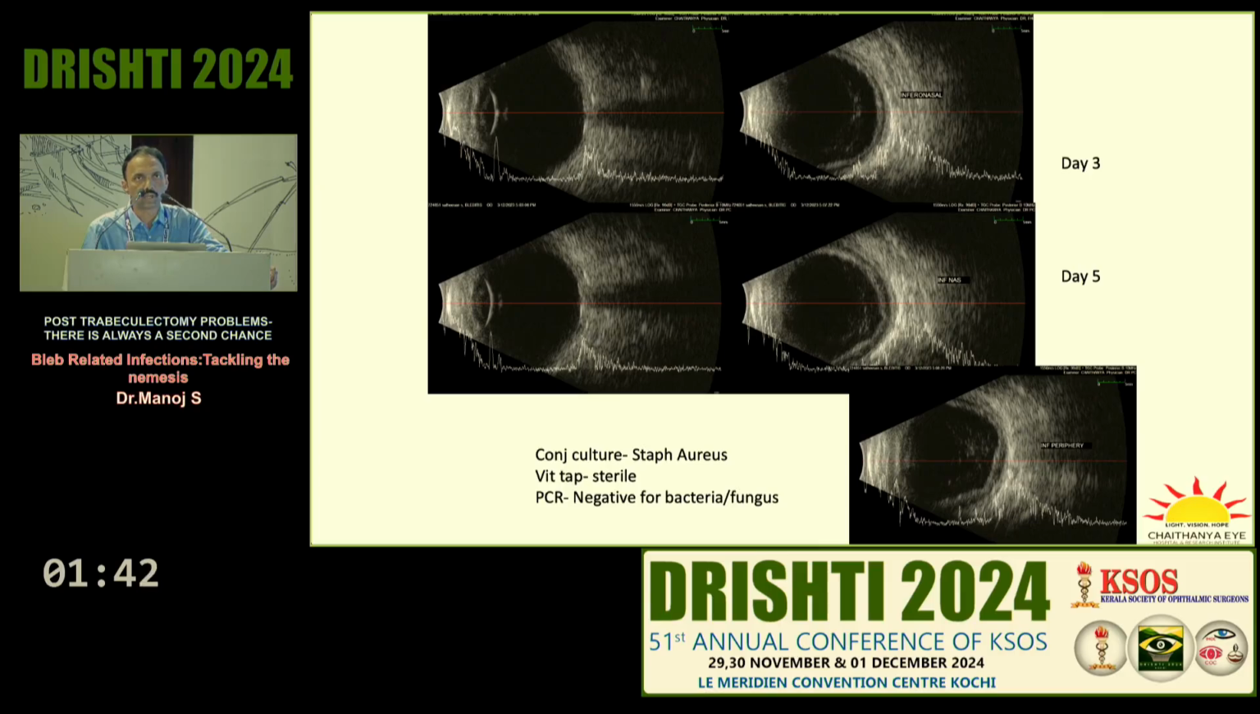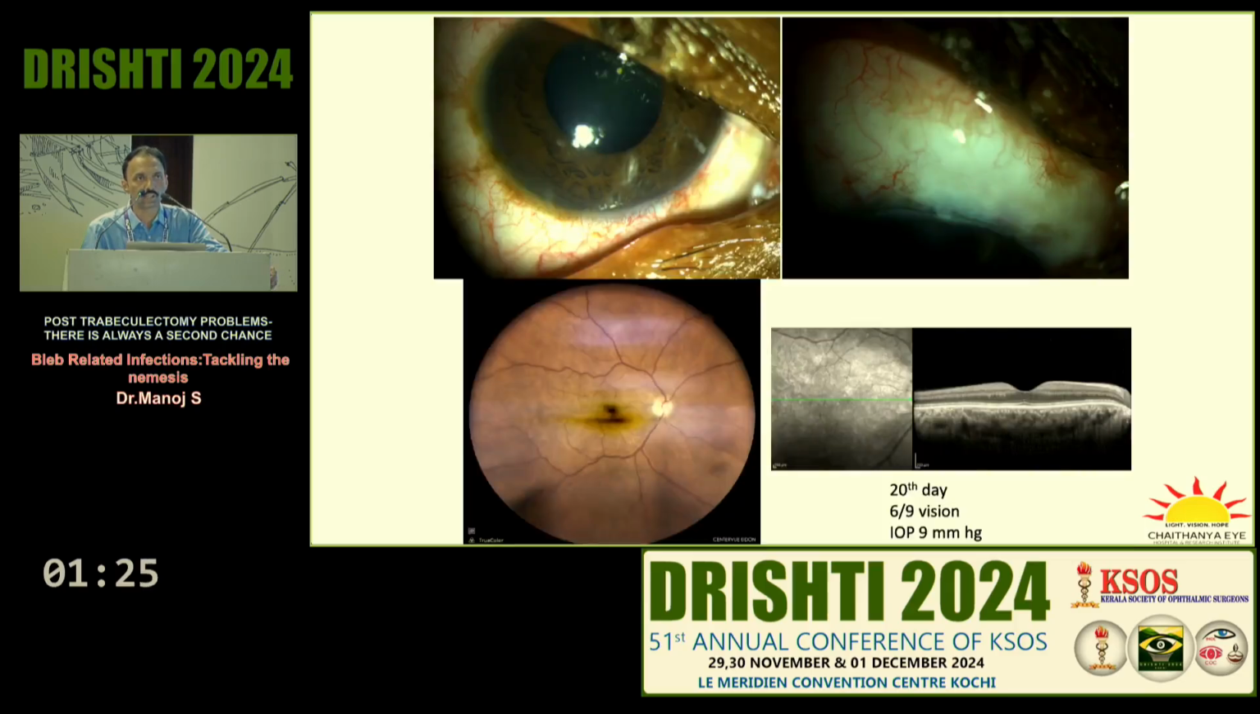Always one needs to take a conjunctival culture in these patients. As I said before, sometimes these blebitis cases are commonly associated with lid adnexal pathologies. So in this case here, it grew Staphylococcus. The vitreous tap was sterile on both occasions. PCR was negative for bacteria and fungus. Fortunately for us, the patient did well after those 2 injections.